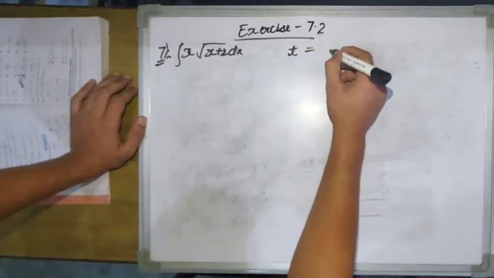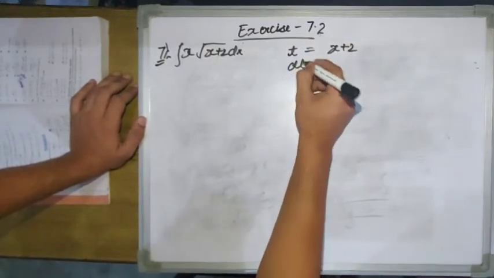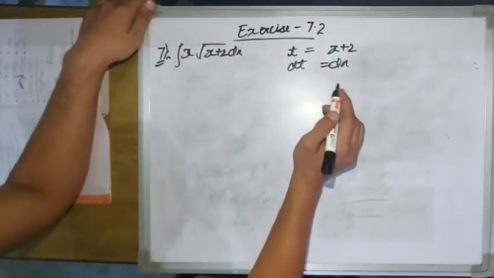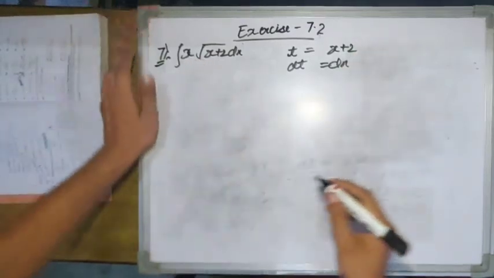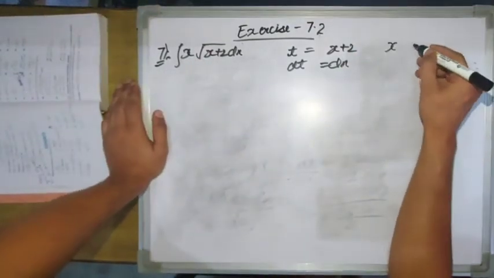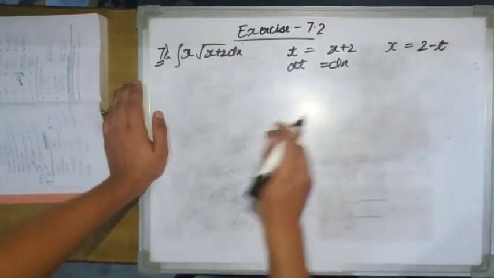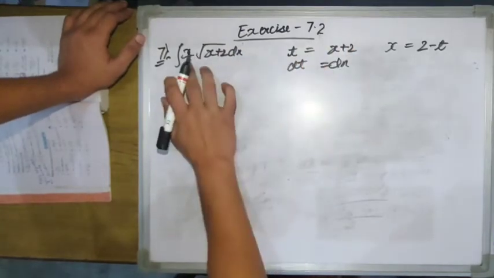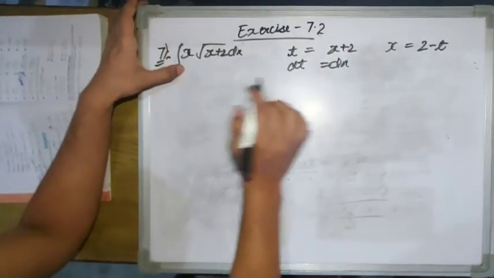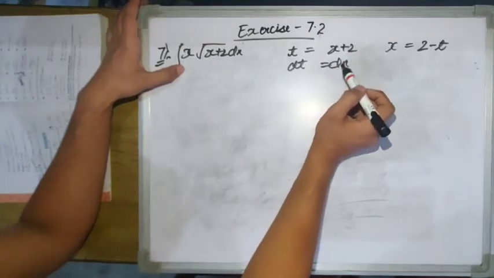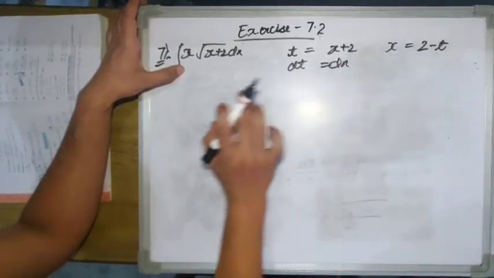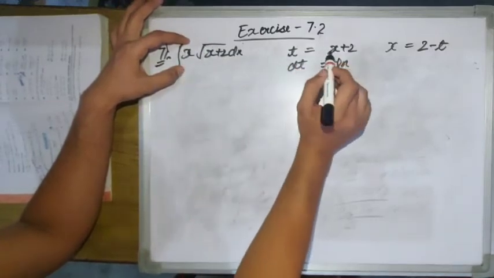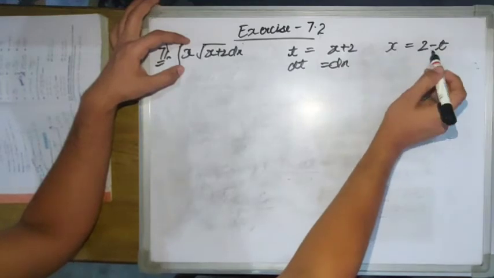Putting t equals x plus 2, we have dt equals dx. We need to find out the value of x here, because x equals 2 minus t. I have taken x plus 2 as t, and this x was left as it is because the derivative of x plus 2 was only dx. So for changing this x into the term t, I have taken t equals x plus 2 and x equals 2 minus t.